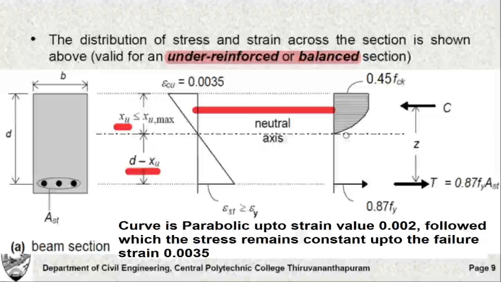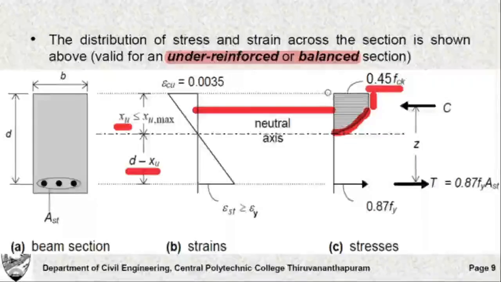So this is initially a parabolic variation, followed by a straight line. Up to a strain value of 0.002 you have a parabolic variation, followed by which the stress value remains constant up to a strain of 0.0035. The design strength of concrete is given by 0.45 fck. So this stress value is 0.45 fck.